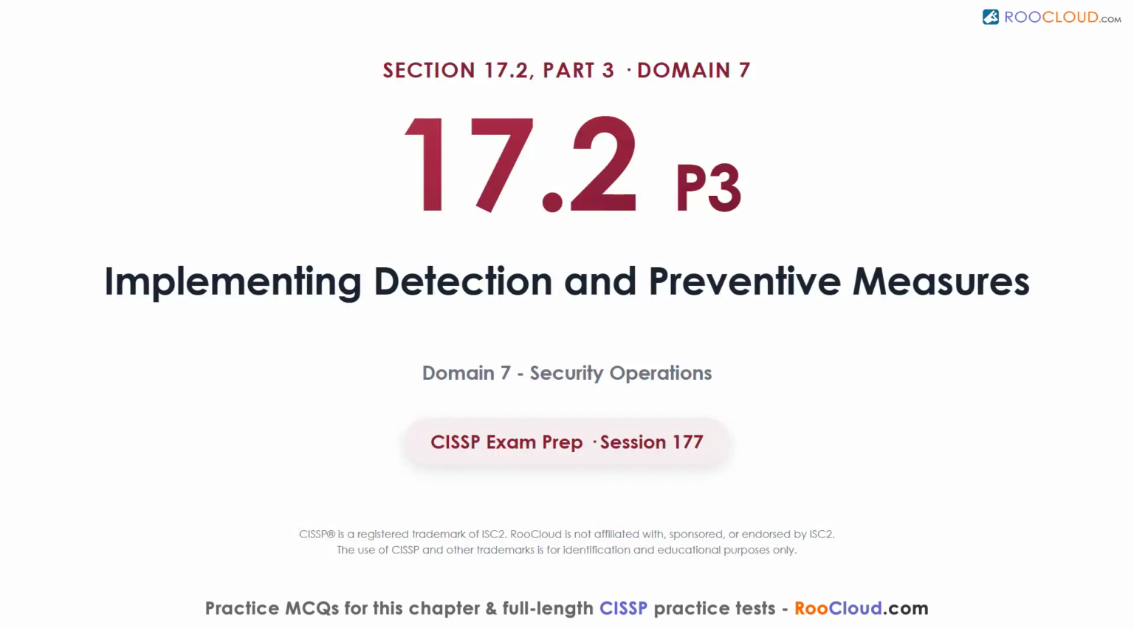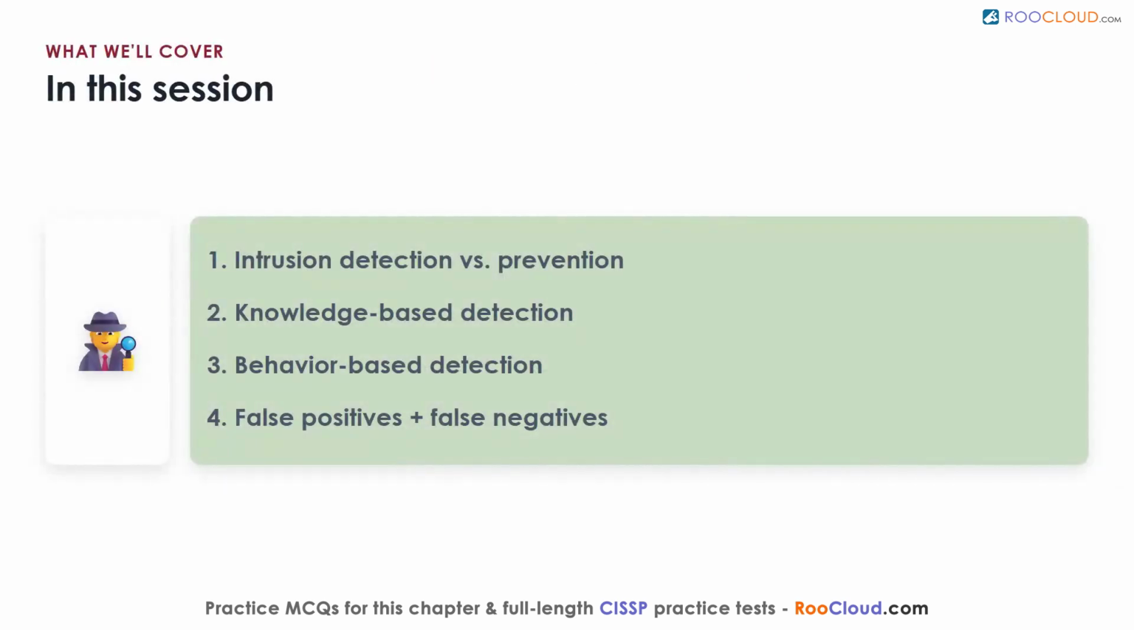Welcome to section 17.2, part 3. This is the 177th session of the CISSP exam prep series. This part turns from the attacks themselves to the systems built to catch them. In this session, we'll unpack intrusion detection and prevention.